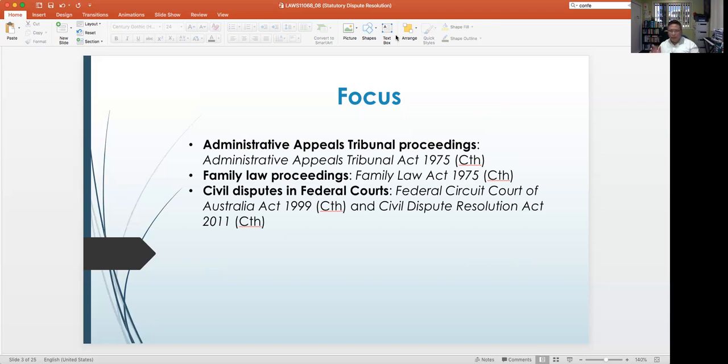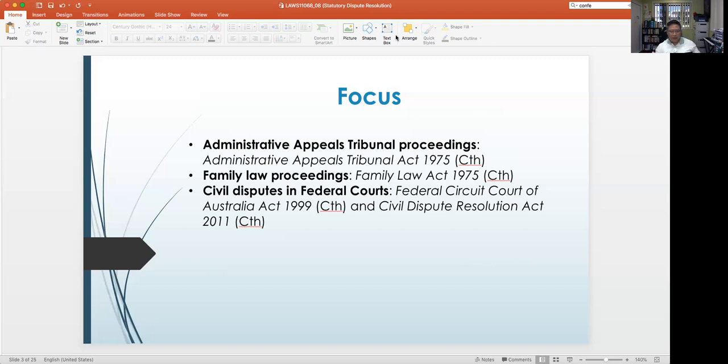You have bodies, just the administrative tribunals, which actually make judgments and decisions. But typically, these are in relation to what are known as decisions of administrative agencies. So, for example, the Administrative Appeals Tribunal would review administrative decisions made by bodies which belong to the executive, such as the Australian Taxation Office.